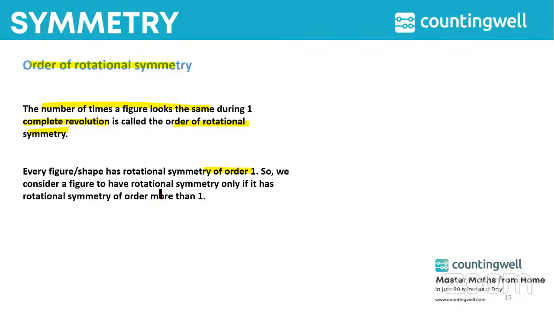So we consider a figure to have rotational symmetry only if it has rotational symmetry of order more than 1. So we say a figure has rotational symmetry only when we are talking about rotational symmetry of order more than 1. Meaning if the rotational symmetry is 2, then we say the figure is having rotational symmetry. Or if the order is 3, then we say the figure has rotational symmetry and so on.